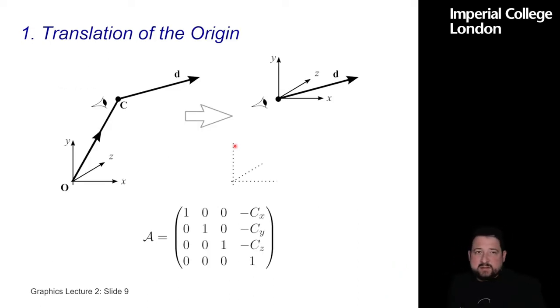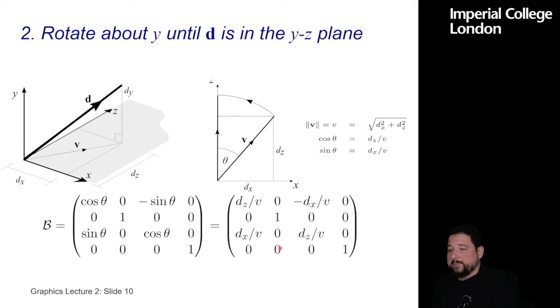The translation component of our transformation matrix is relatively straightforward. Of course, we want to bring that new point down into our new origin. So all we need to do is to take the coordinates of this point C and negate them to move that point back down to the origin. So then we end up with the origin at C. Our translation matrix looks simply like this: minus Cx, minus Cy, and minus Cz.